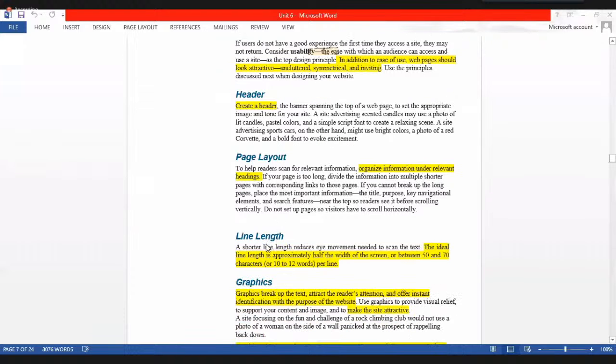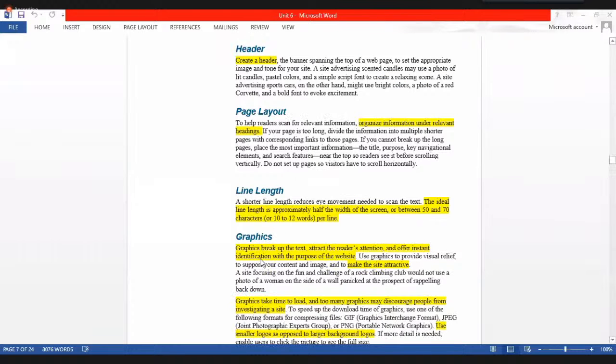Then you have line length. What should be the length of the line that you use on the web page? That is 10 to 12 words minimum per line. That is given here. The ideal line length is 10 to 12 words per line. That is 50 and 70. What is given? Approximately half the width of the screen, or between 50 to 70 characters. Characters, that is letters. 50 to 70 characters means letters, or 10 to 12 words. What should be the number of words? 10 to 12 words. And what should be the number of letters? 50 to 70 characters, that is letters in a line.